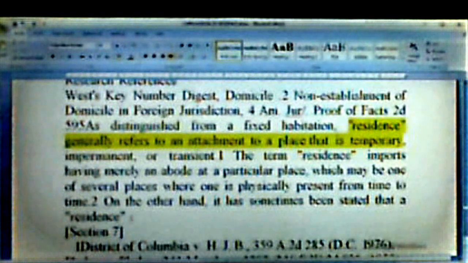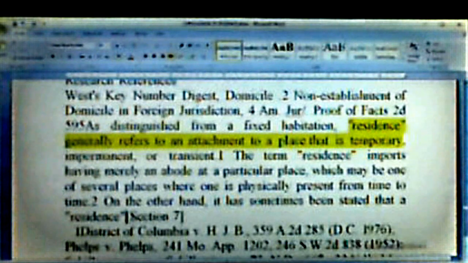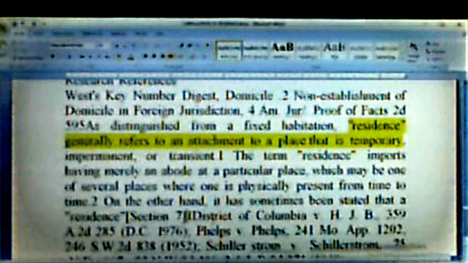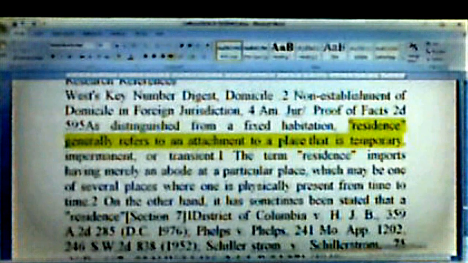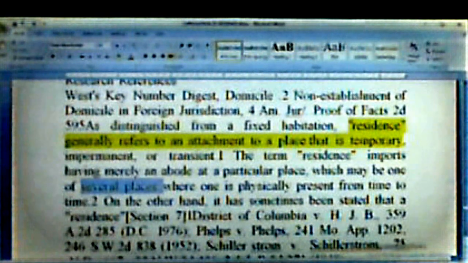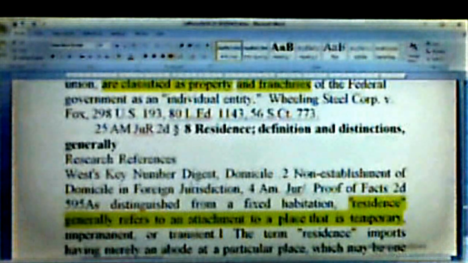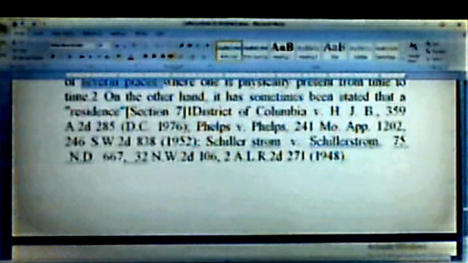So that's why you see everything going the way it goes. It's an impermanent or transient condition. The term residence imports merely having an abode at a particular place, which may be one of several places where one is physically present from time to time. Right? This is constitutional law, guys. Pretty important to know this stuff. Right?